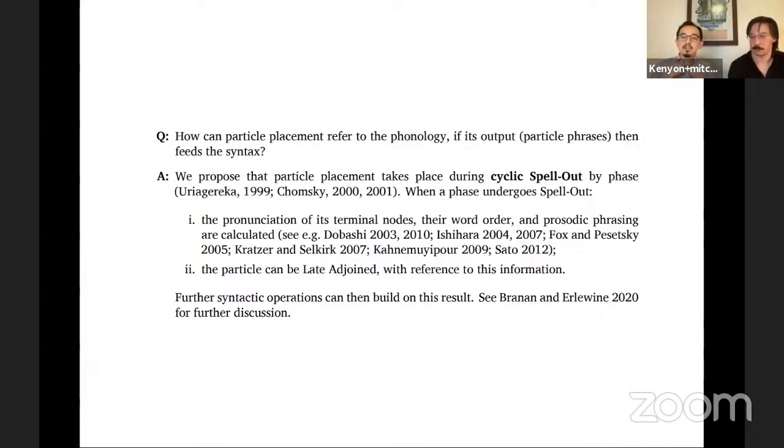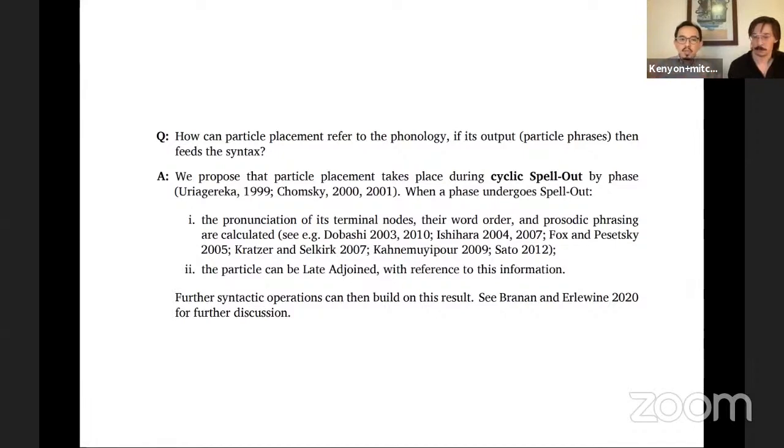So when a phase undergoes spellout, a number of things happen, but something that happens is the pronunciation of terminal nodes, their word order, and prosodic phrasing is calculated. There's a lot of evidence for that happening cyclically by phase. And at least a draft representation of this information is calculated. And then at that moment, we can join a particle into that structure, making reference to this draft phonological information. That ends this cycle at spellout for this phase, but then the particle's inserted, and in higher phases, you can make reference to that particle phrase, probe for it, move it, etc.